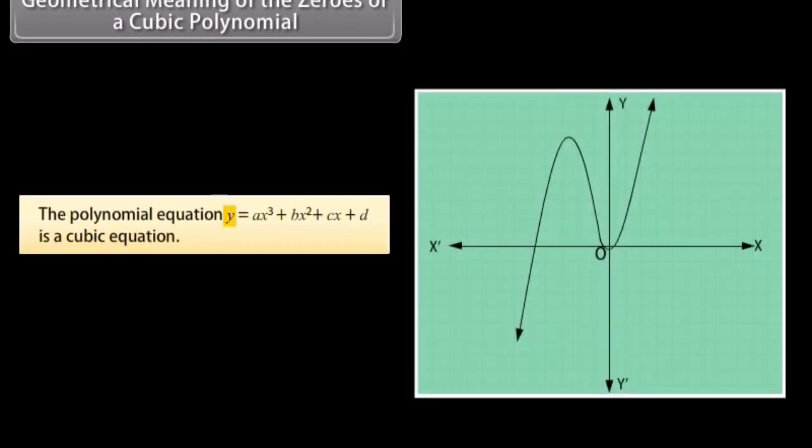Geometrical meaning of the zeros of a cubic polynomial. The polynomial equation y = ax cube + bx square + cx + d is a cubic equation. This is the shape of the graph for a cubic polynomial.